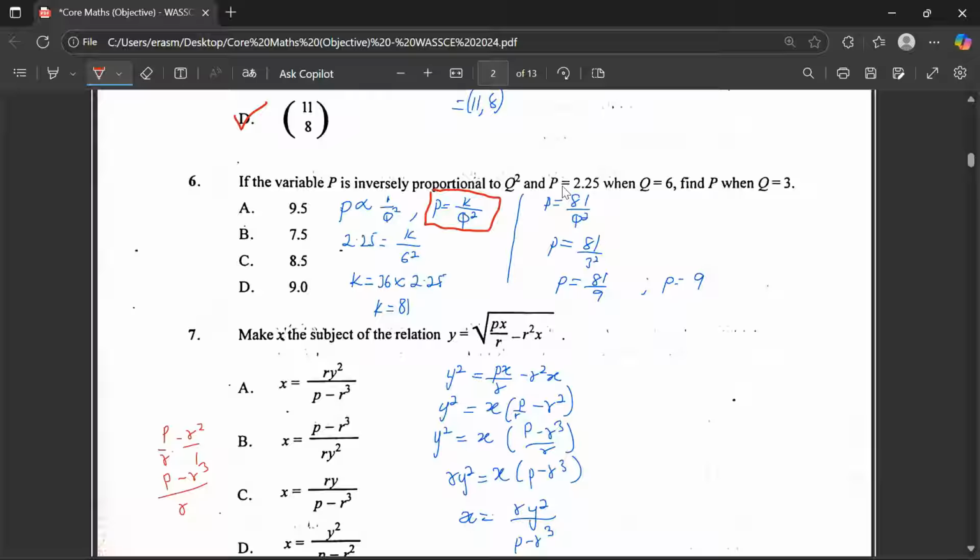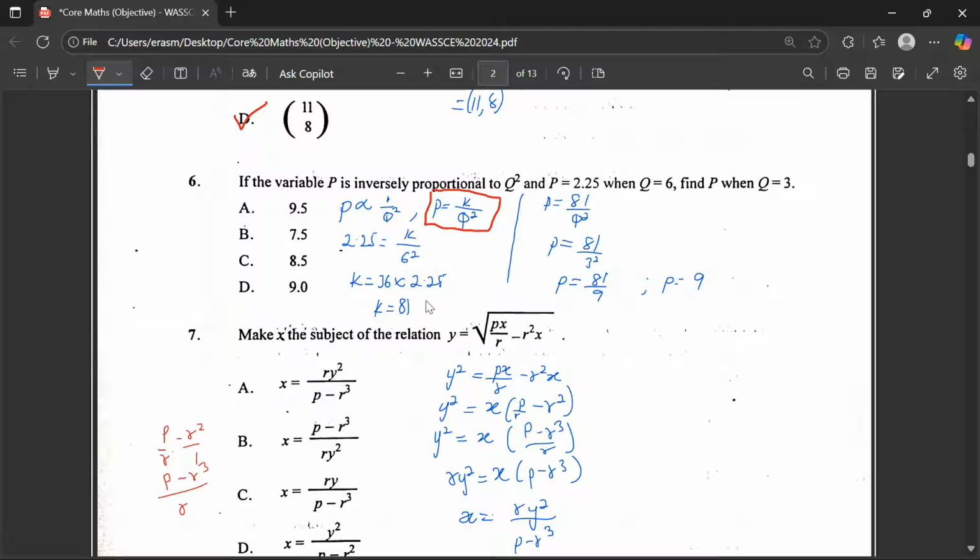Now, if p equals 2.25, then q is 6. So you have two known values, then we can find k. So we are going to substitute these two values into this formula and then we obtain the value of k. So you have 2.25 for p and then 6 for q. So we are going to square 6 as q is squared, right? And so that is it. So we are going to have k equals 36 times 2.25, right? And then k equals 81.